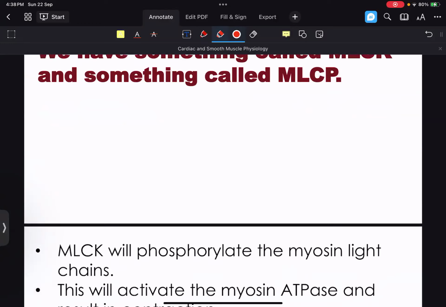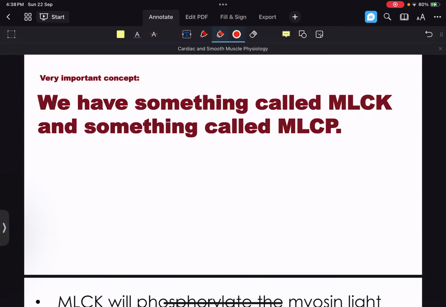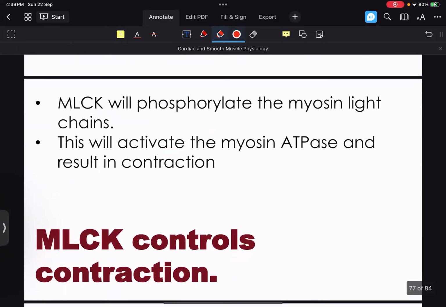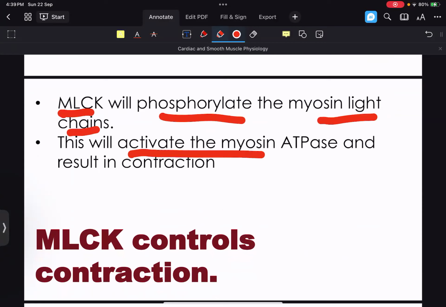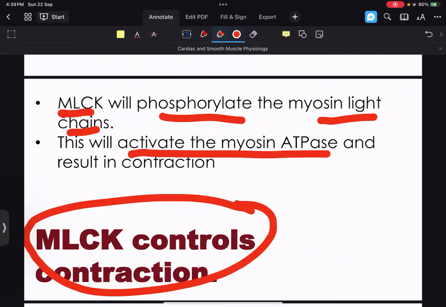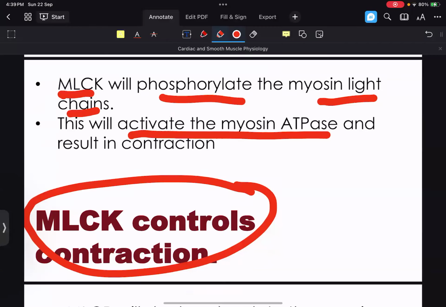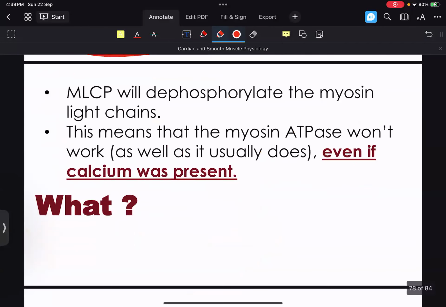Right now I'm just doing a quick brief recap because we're about to enter a concept that can be a bit confusing. First of all, we said MLCK will phosphorylate the light chain, and if it phosphorylates the light chain, then you're activating the myosin ATPase, and if you're activating the myosin ATPase, you're contracting. So MLCK controls contraction. Now, what about MLCP? We said MLCP will dephosphorylate the myosin light chain, and if you're dephosphorylating the myosin light chain, then that means the myosin ATPase won't work.